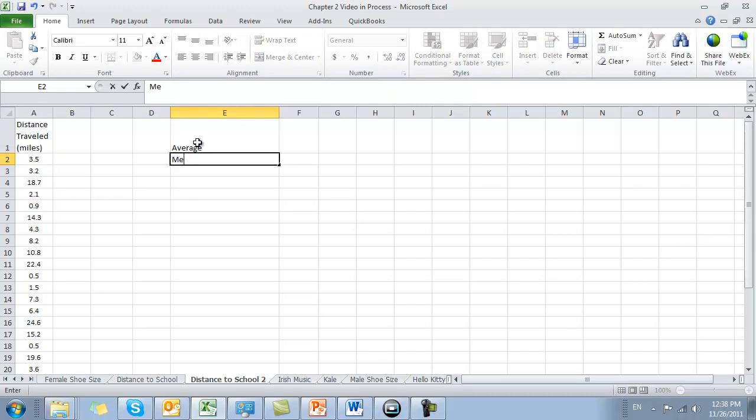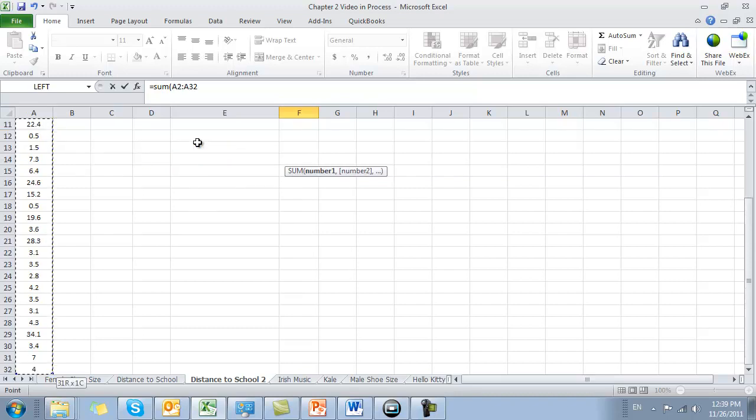mean, median, mode. All of these are different means of measuring the central tendency. Our mean is just the sum of all the distances traveled divided by the number of units in there, which I don't know yet.